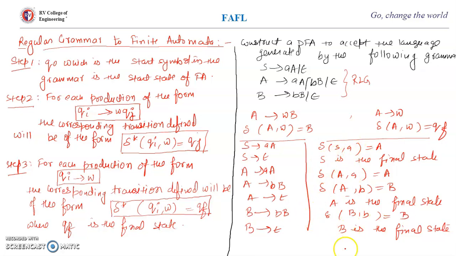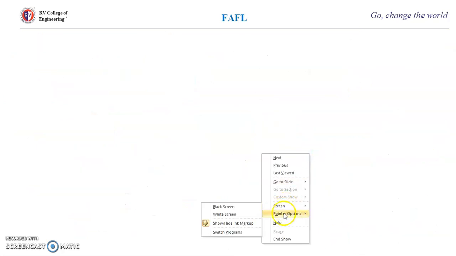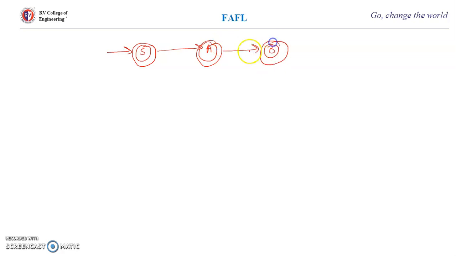Now that we have the transition function, we can draw the corresponding transition graph also. All three states are going to be final states, and S was the start symbol of the grammar, so this will be the start state of the finite automata. S is the start state as well as final, and A and B are also final states. Using the transition function, we just draw the transition graph. So this is the equivalent finite automata, or we can say the DFA, from the regular grammar. Hope you have understood the concept. Thank you for watching.